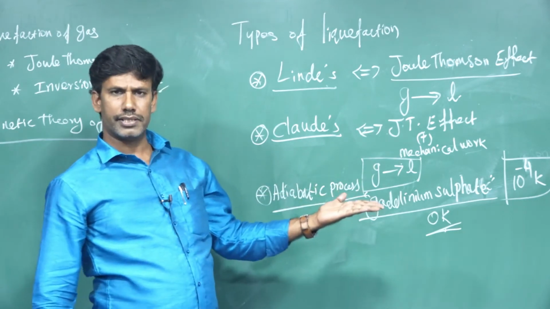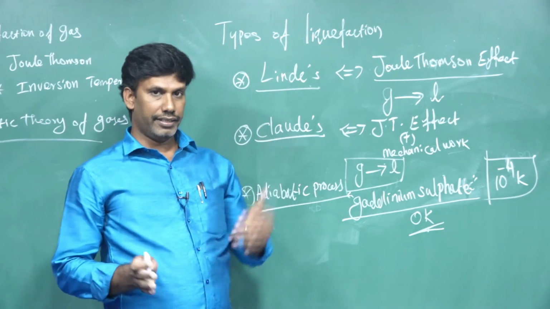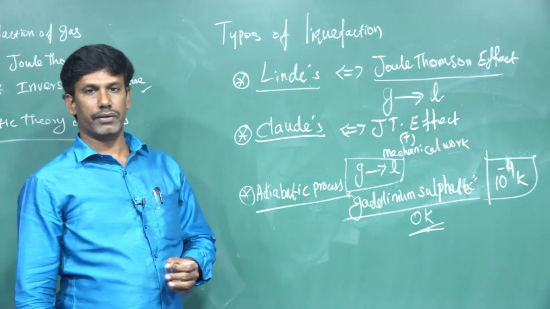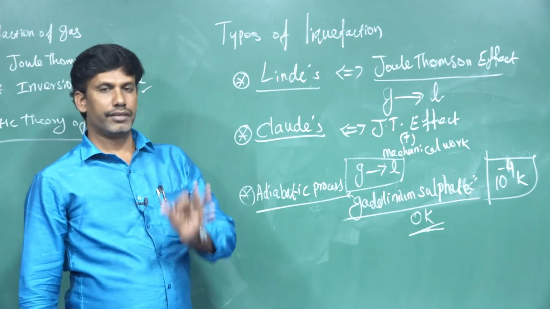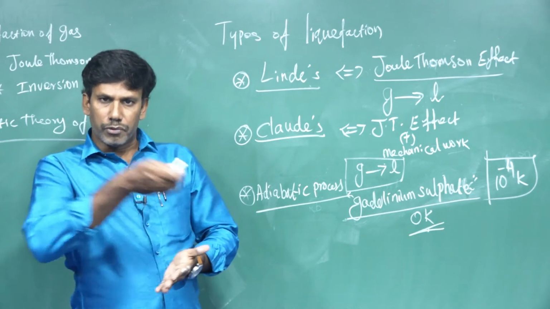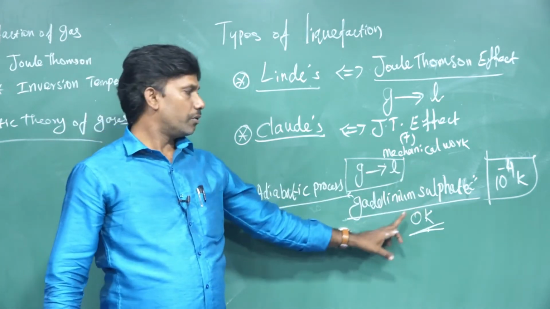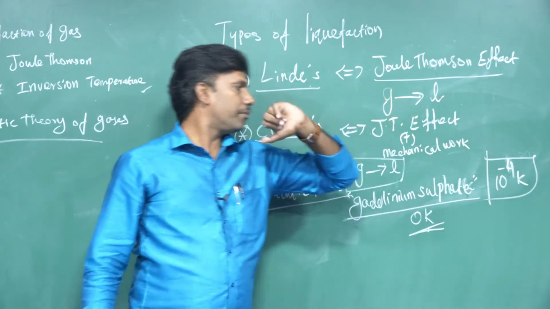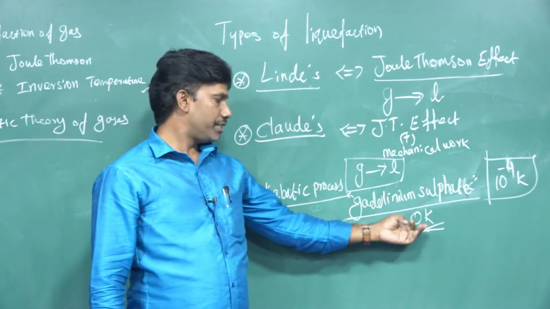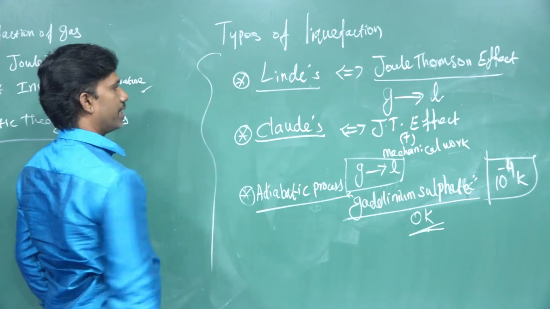What is the adiabatic process? Adiabatic liquefaction is different here. Adiabatically, the gases are getting converted into liquid. They remove the magnetic property of the substance, and after removing it, you get a cooling effect. Here you can reach cooling up to 10⁻⁴ Kelvin, so it is very easy to achieve 0 Kelvin. So these are the types of liquefaction.